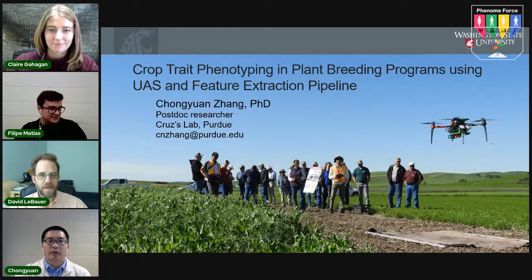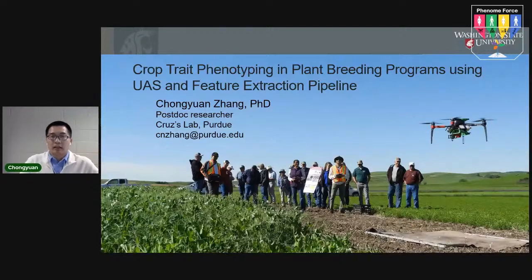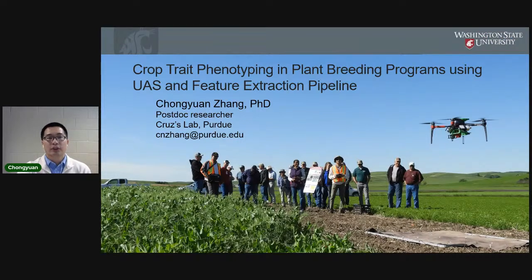Morning, everyone. I'm Chongyuan Zhang. I'm a postdoc researcher working at Purdue. However, today I'm going to present my research from when I was studying and working at Washington State University. So today I will talk about the findings during my time at Washington State. Today I'm talking about crop trait phenotyping in plant breeding programs using UAS and a feature extraction pipeline.